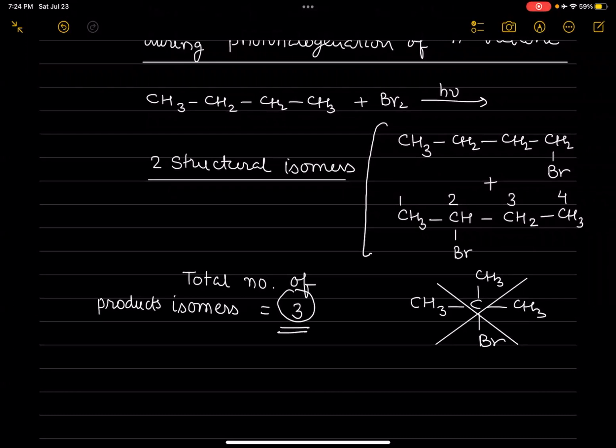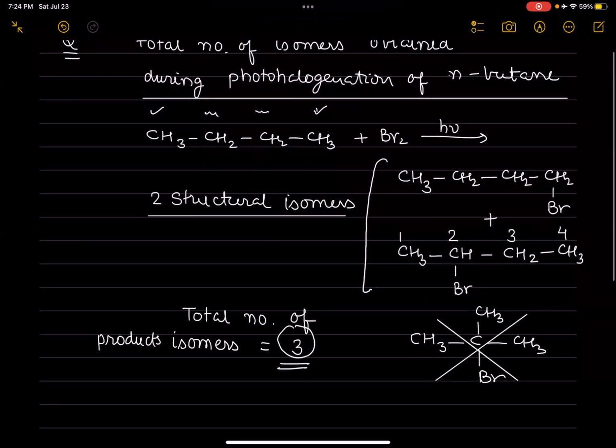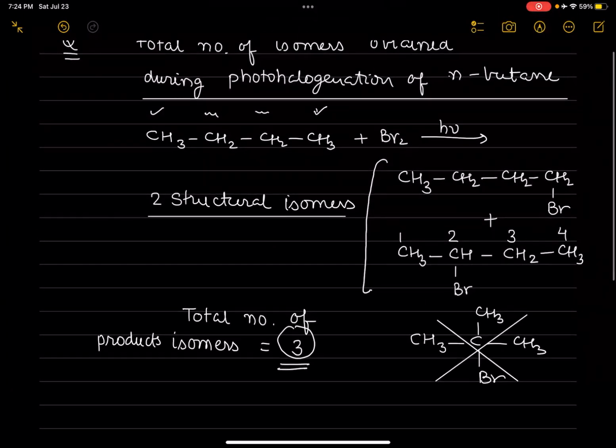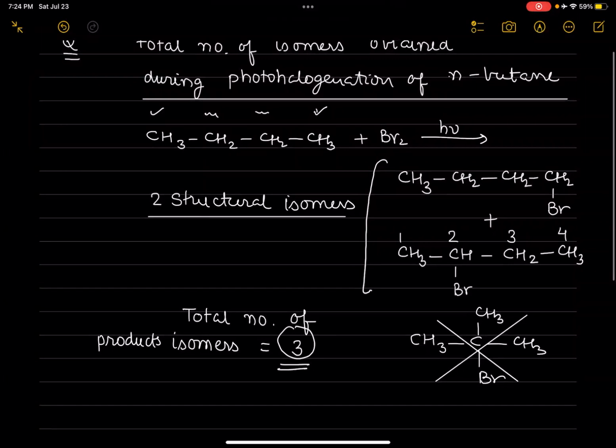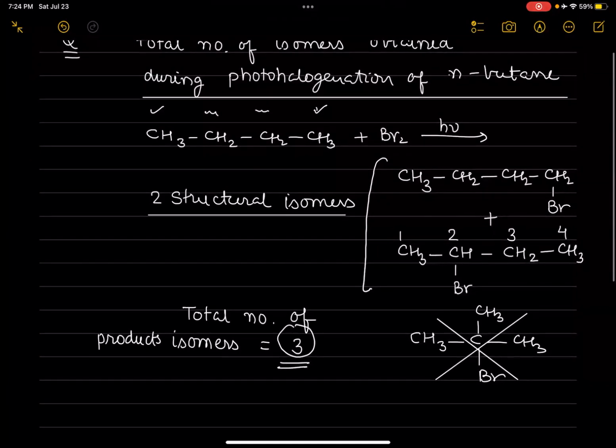If someone asks you, so if someone says draw the structural isomer, you will not go into depth. Just put Br at the first position or Br at the second position. Okay, that's it. Two structural isomers. But if someone asks you to draw the stereoisomers, total isomers, tell me the total isomers, then you need to say that there are three molecules. Okay, how come 3 molecules?